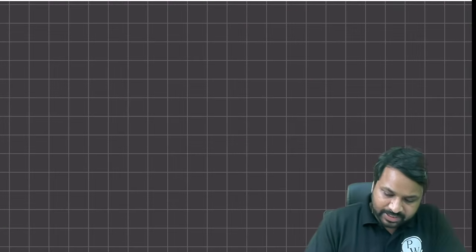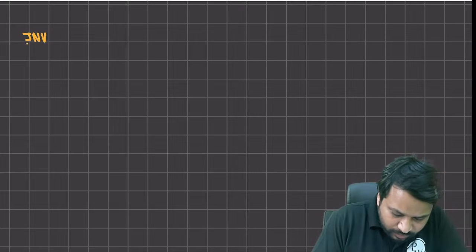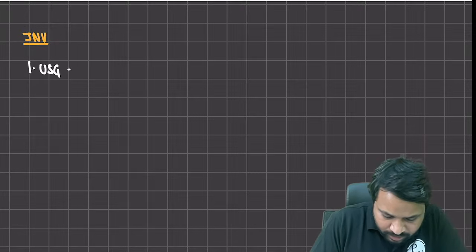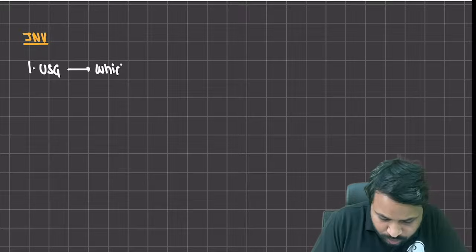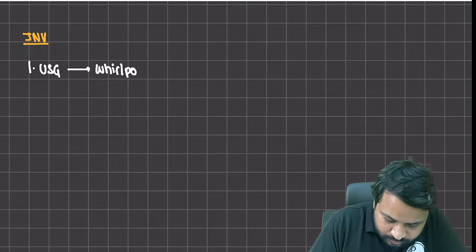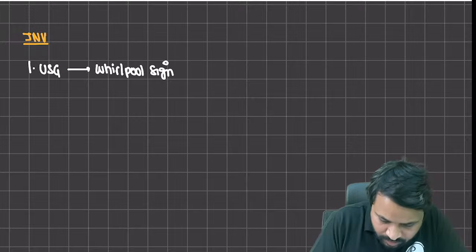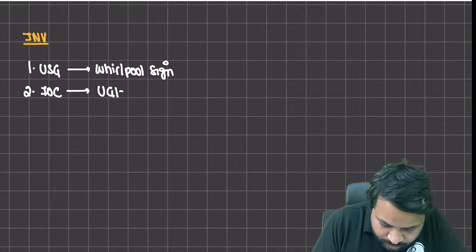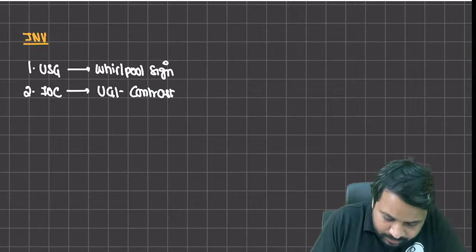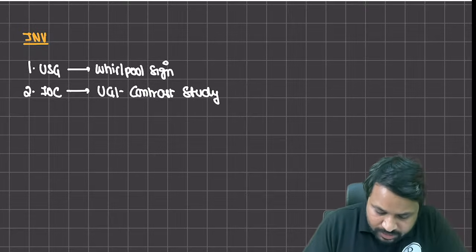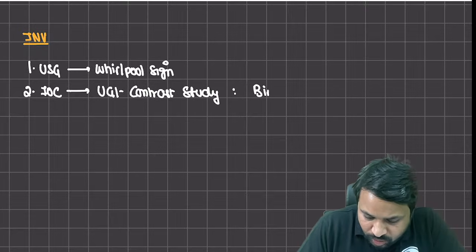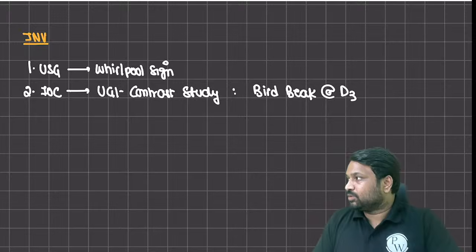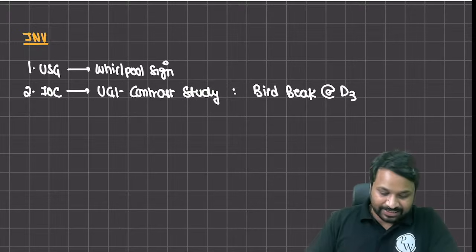How would you like to investigate? In terms of investigation, various investigations have been listed. You can perform the ultrasound. In a midgut volvulus, you will see the presence of the whirlpool sign. If I say what is the investigation of choice, it is going to be the upper GI contrast study. In a midgut volvulus, what is the sign that you will see? You will see a bird beak appearance at the third part of the duodenum. Bird beak appearance at the D3, right?